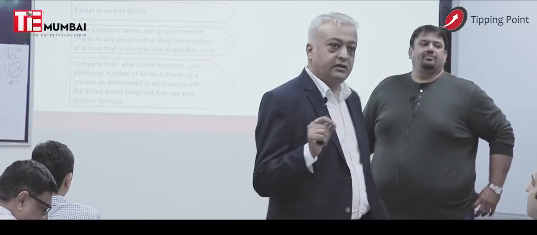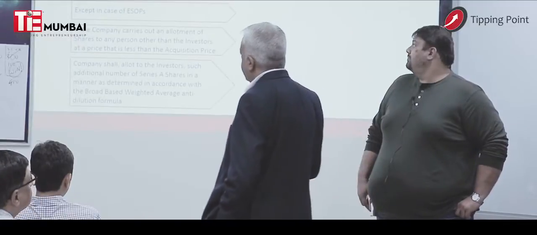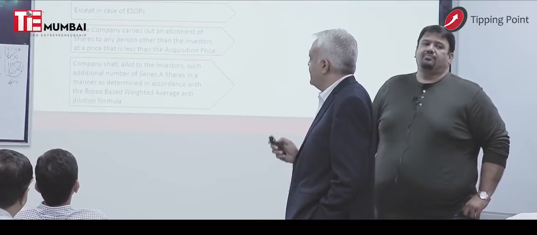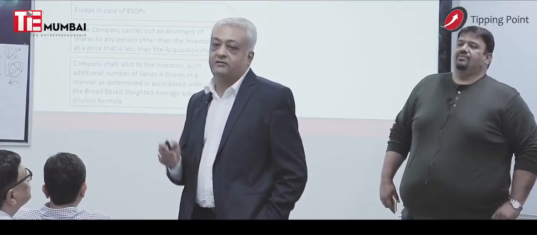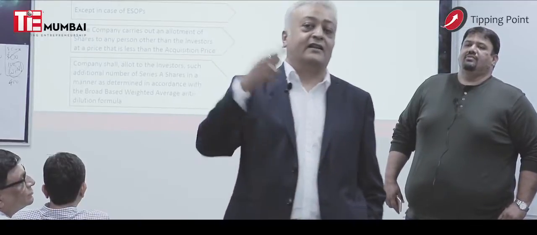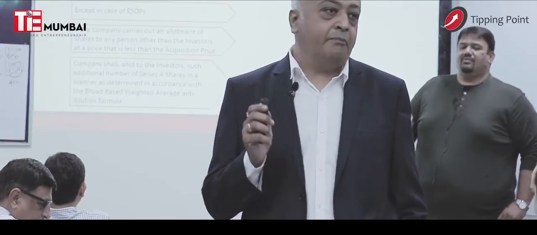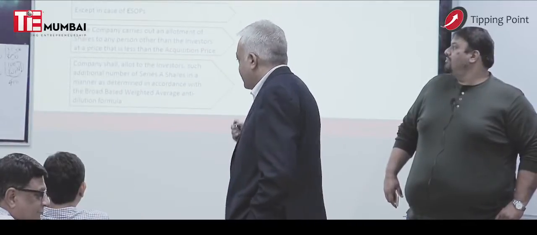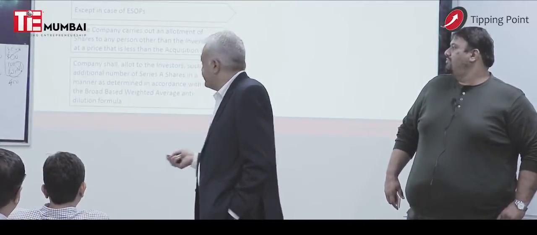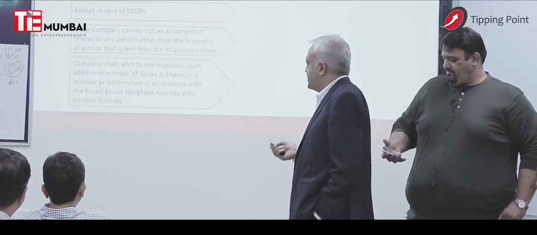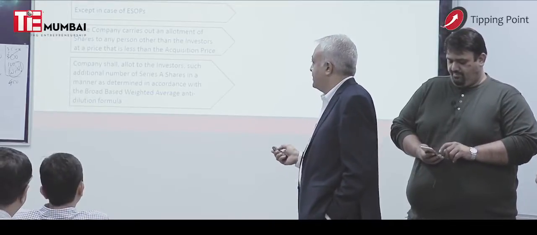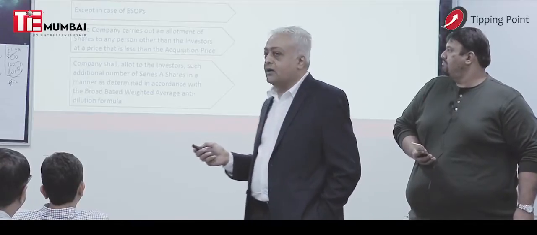So say the investor has invested at 1,000 rupees per share in your company. Except in ESOP, if the company carries out an allotment of shares to any person other than the investor at a price less than the acquisition price, so if you find another investor who is ready to put in money but says I'll pay only 500 rupees per share, not 1,000 rupees, while the previous investor had paid 1,000 rupees per share, the company shall allot to the investor such additional number of shares as determined in accordance with the broad-based weighted average anti-dilution formula.